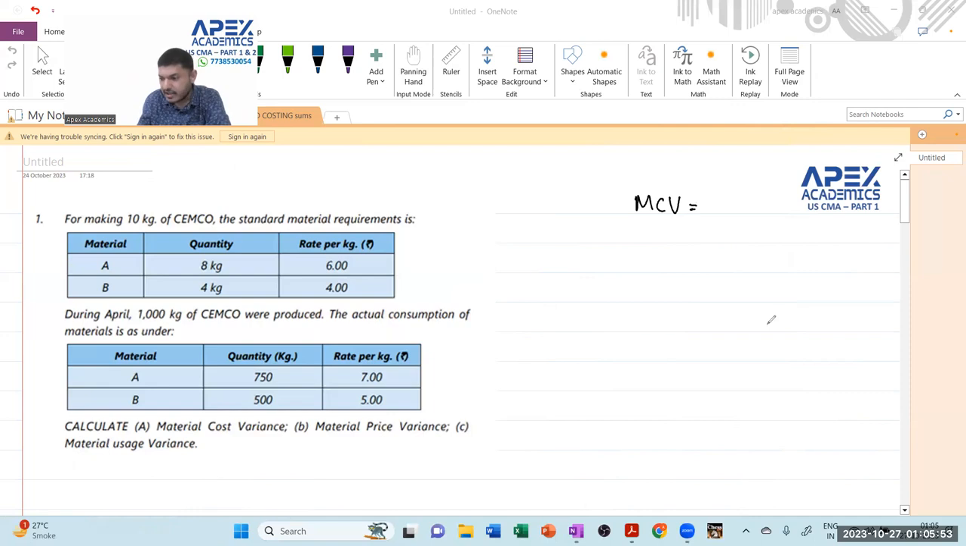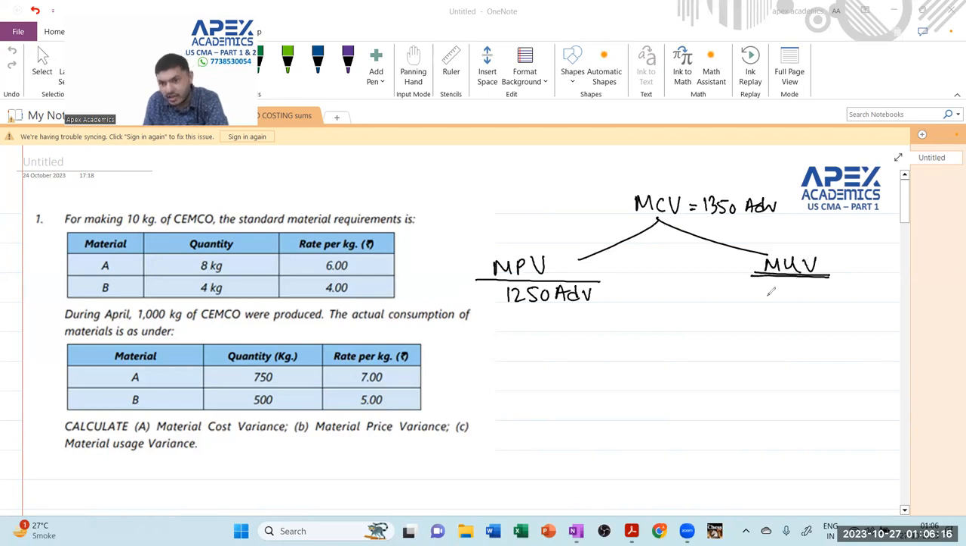Material cost variance as per our example was 1350 adverse. You can check in your screenshots. Material price variance in our case was 1250 adverse. Material usage variance in our case was 100 adverse, and here it was proven that material cost variance is equal to material price variance plus material usage variance.